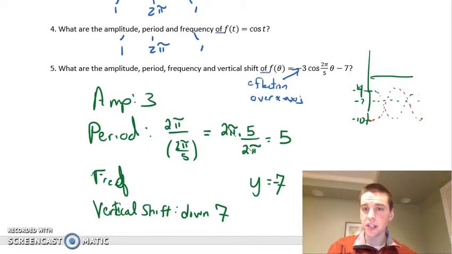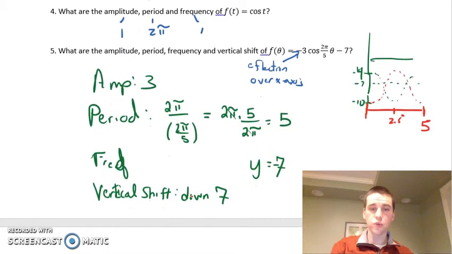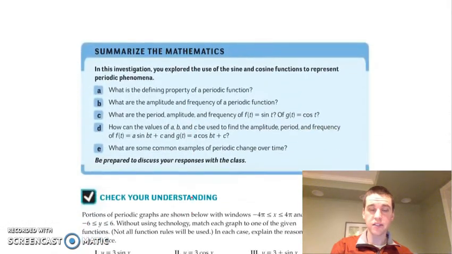Notice your period: how long did it take to go from here to here? The answer is 5, because our period was 5. Started at 0 and went all the way to 5. The middle is 2.5. So, that was a quick look at how to do amplitude, period, and frequency, or vertical shift and equation of the midline. We'll keep doing more of that next class.